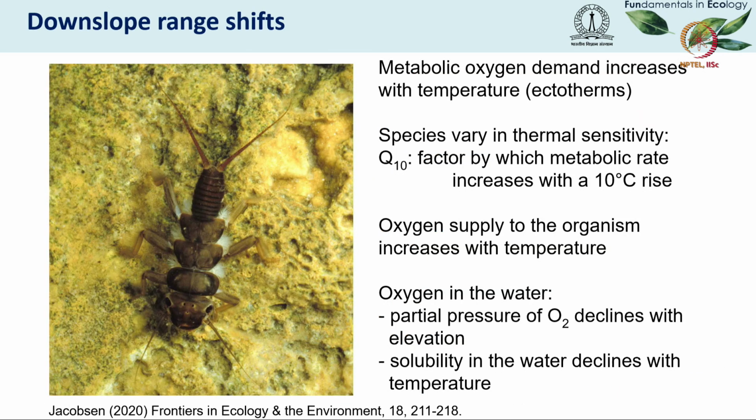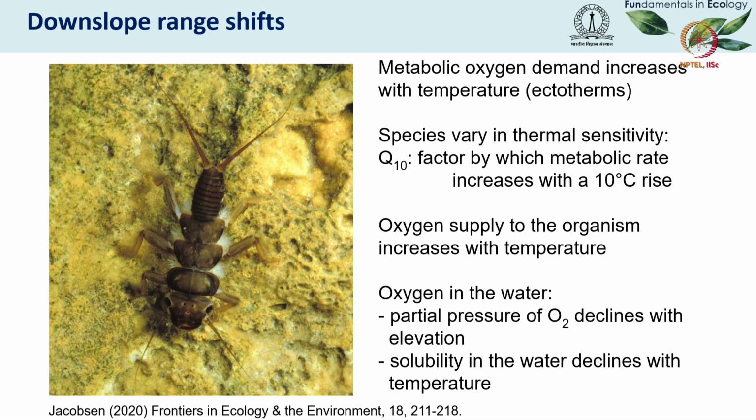Some of the more counterintuitive impacts of climate change are actually downslope range shifts. Instead of shifting upwards, you have downslope range shifts, and this is seen in insects that lay their eggs in water, and the larvae hatch and feed in water, like the stonefly larva on the left here. These species have external gills, and they're exchanging oxygen and carbon dioxide between the water and their bodies through these external gills.